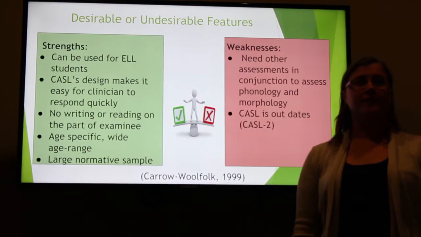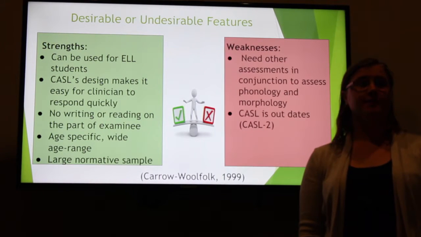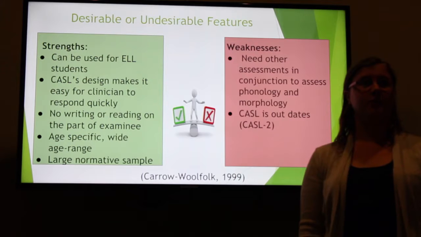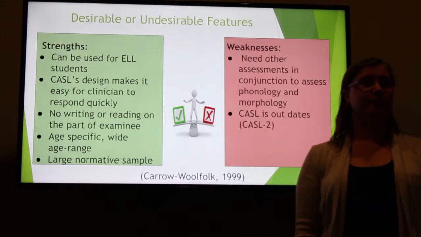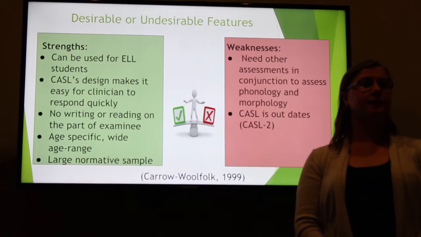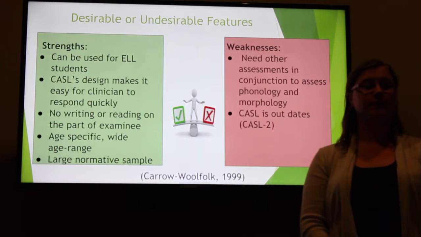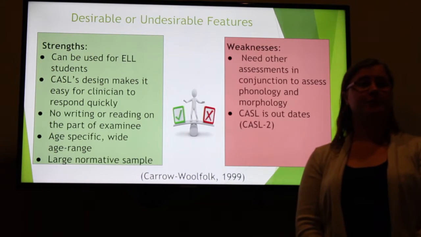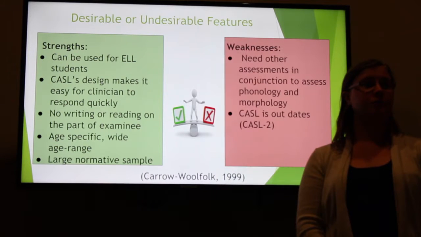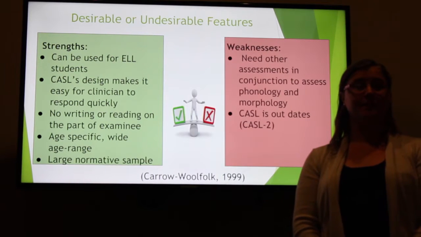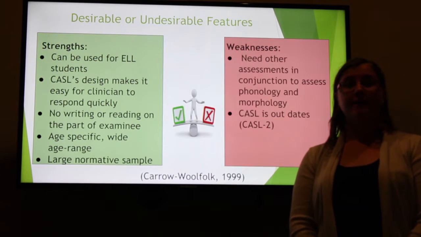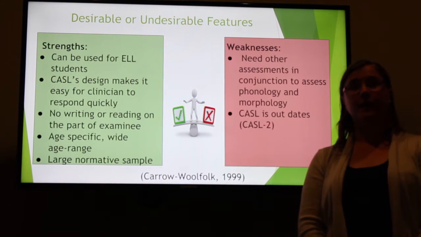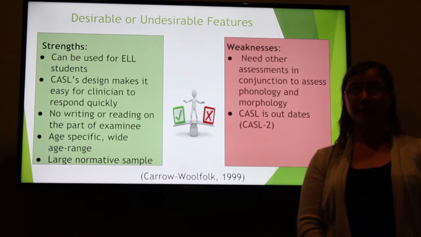The CASL has many strengths and weaknesses. For the strengths, the CASL can be used to determine English language competence of ELL students. Scoring is explained before each subtest scoring sheet, which makes it easier for the examiner to respond quickly to the client. Tests are age-specific and they cover a wide age range. The CASL is easy to administer. The examinee can get meaning from context. The CASL uses a large normative sample. And finally, the supplementary tests allow for quantitative and qualitative diagnostic information.